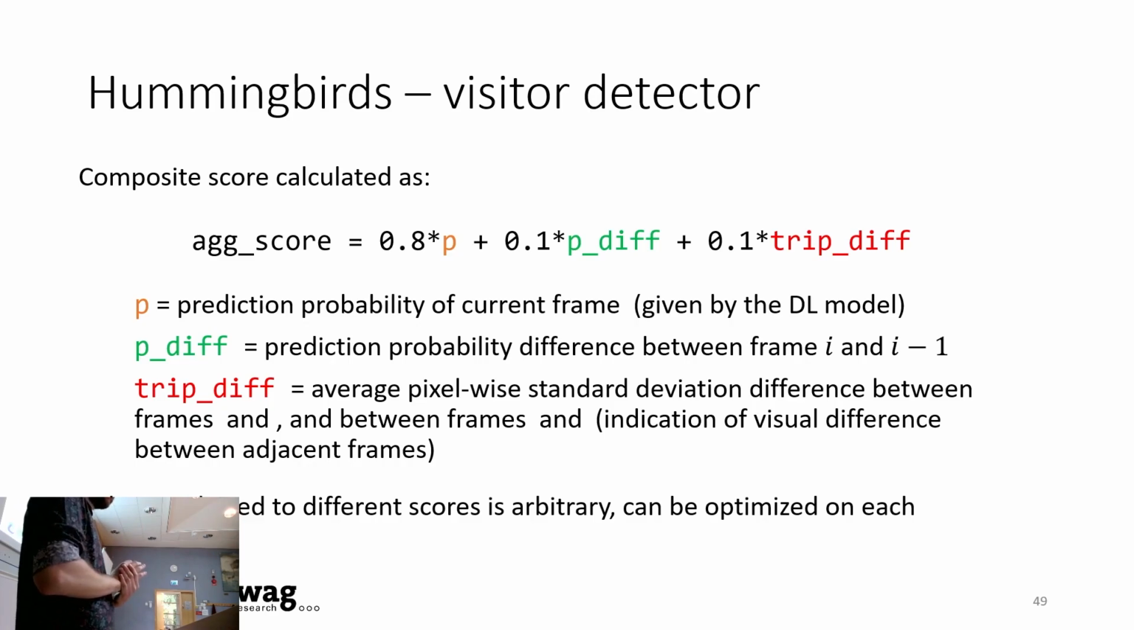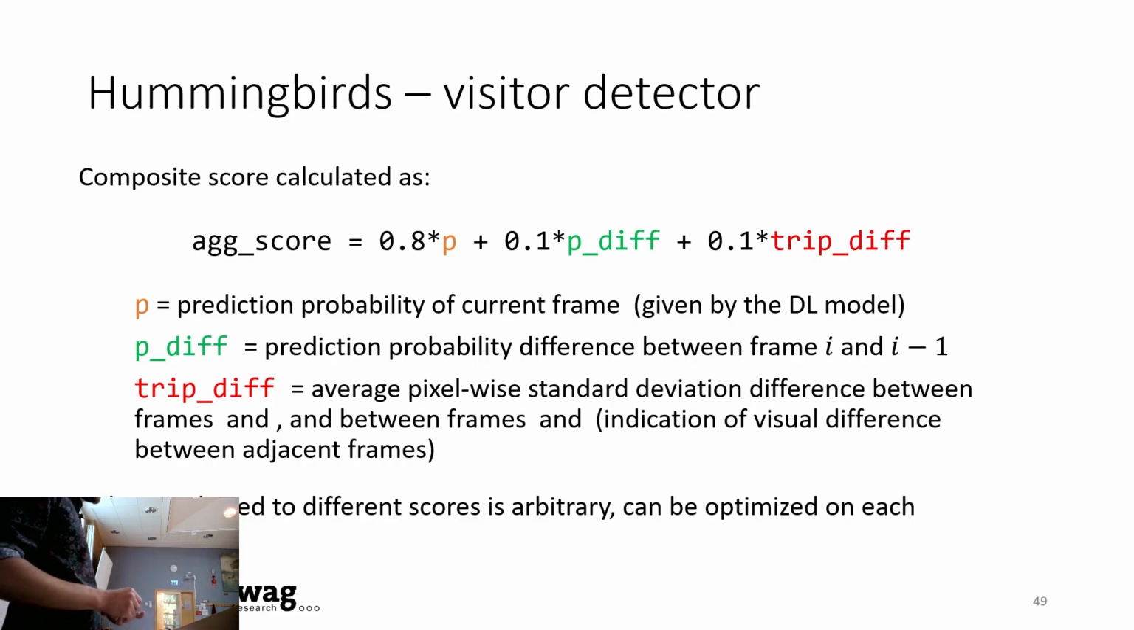And we add to that the prediction difference, the PDIF, which is the prediction probability between the current frame that the model is predicting and the frame immediately preceding it. The rationale here is that if the model is confident that there is no hummingbird in frame I-1, and it's relatively confident there is a hummingbird in frame I, we want to amplify that signal, because probably something relatively big has changed between these two frames.